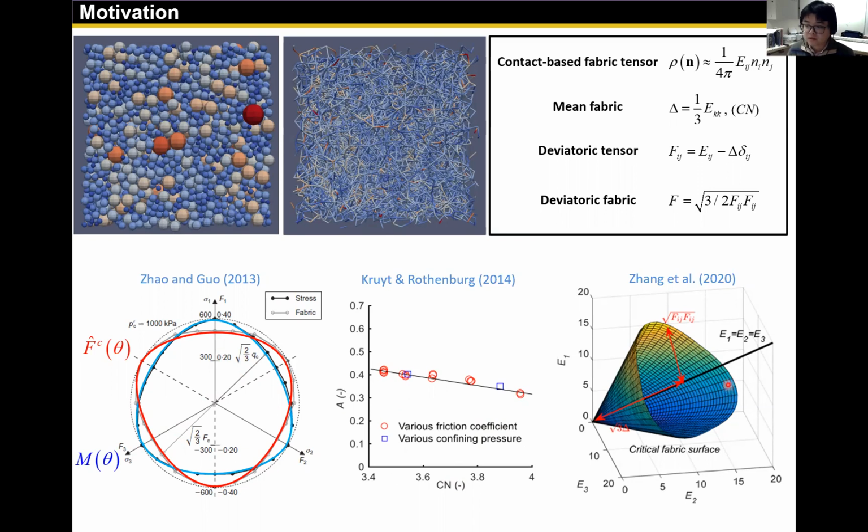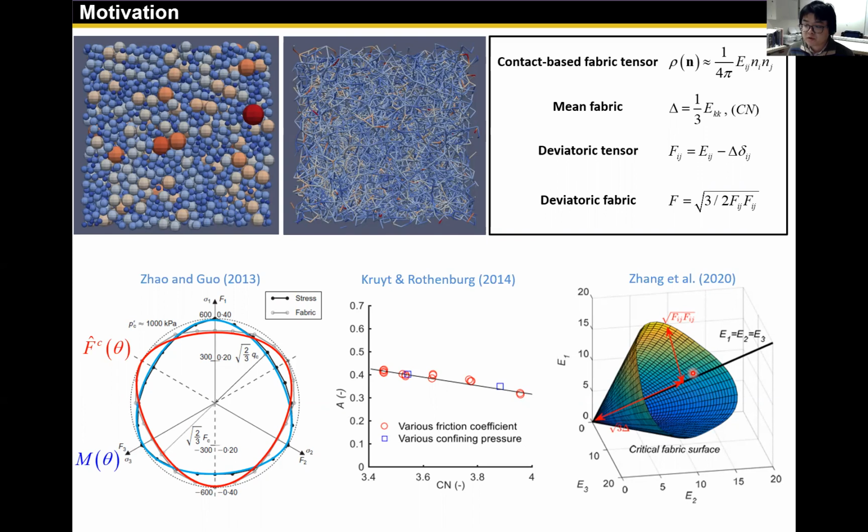So in 2020, we drew a sketch of this surface and proposed a constitutive framework based on this surface. In this sketch, the hydrostatic length is proportional to the coordination number, and the distance from a point on the surface to the hydrostatic line is proportional to the fabric anisotropy. If we cut it along the hydrostatic line, the relation between the coordination number and the fabric anisotropy is obtained. If we cut it perpendicular to the hydrostatic line, the fabric space on the pi plane is obtained.